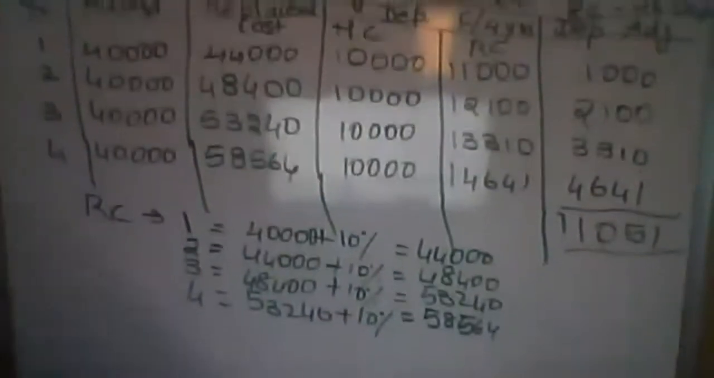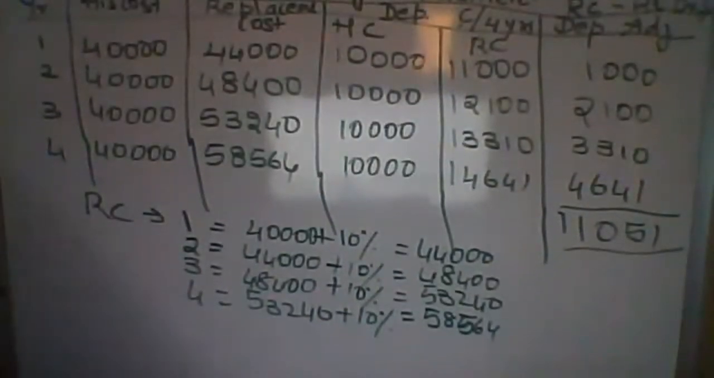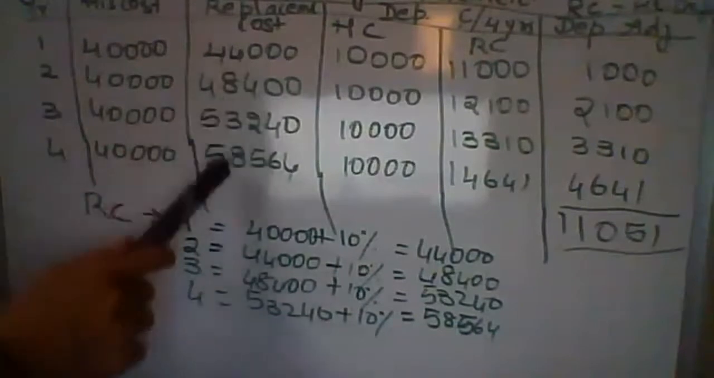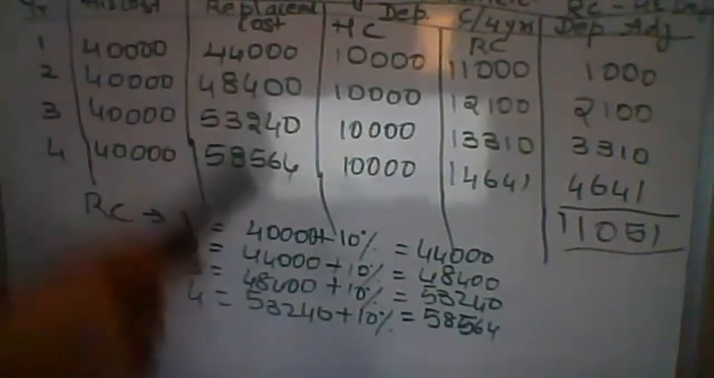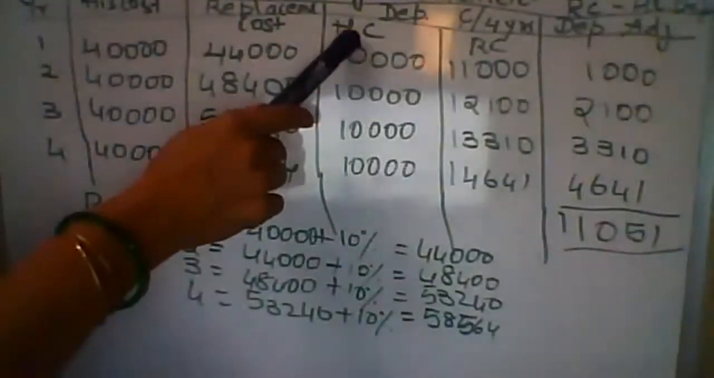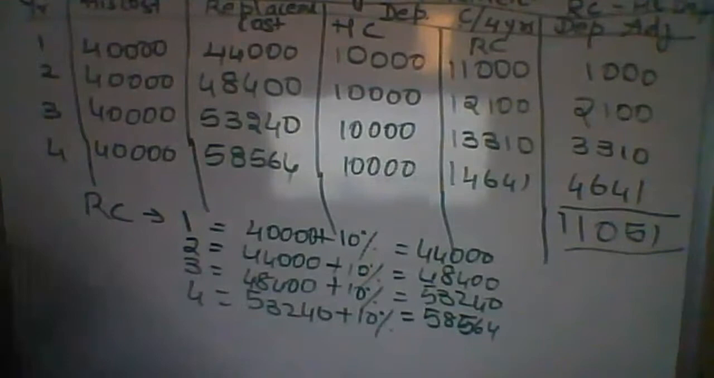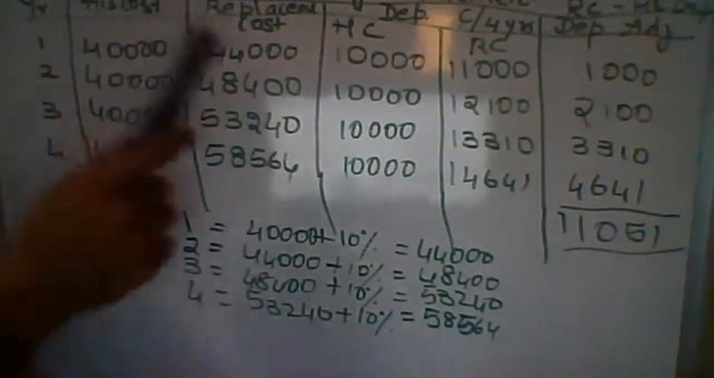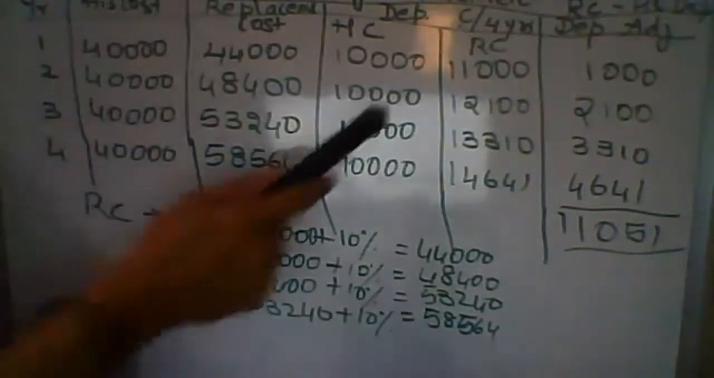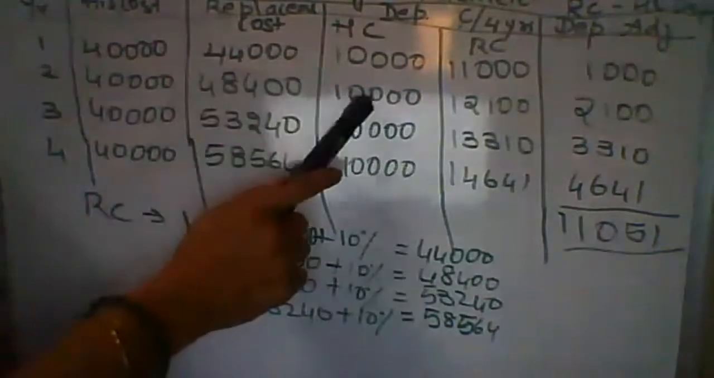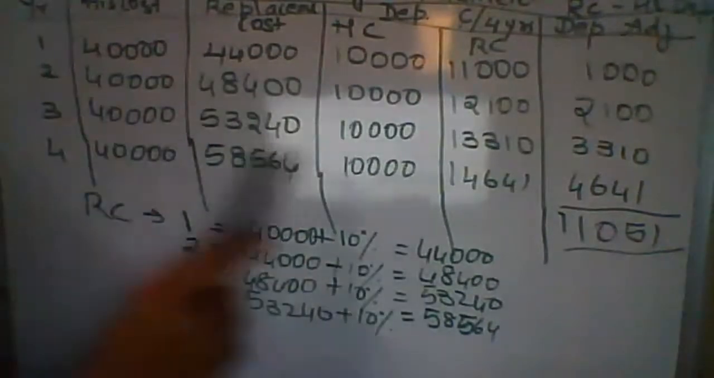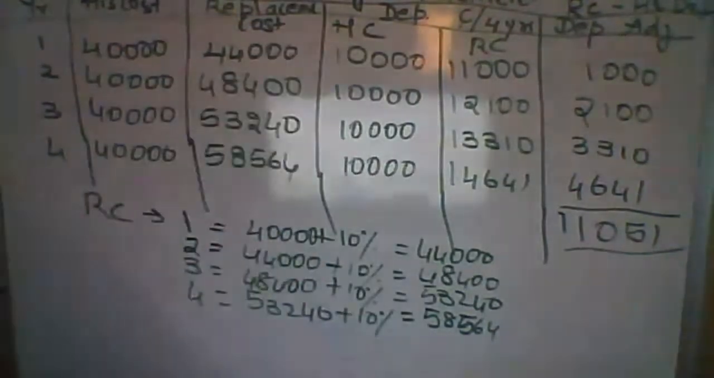So now what I am getting is the replacement cost, each year's replacement cost I have written. Now I should do the depreciation according to historical cost and according to replacement cost. Life of the asset is 4 years, so depreciation will become 40,000 divided by 4, which is 10,000 each year on historical cost.